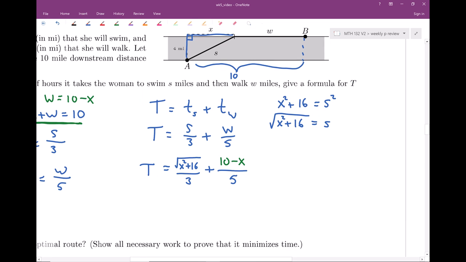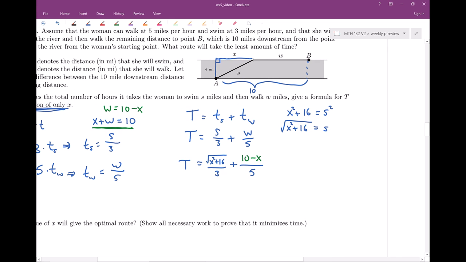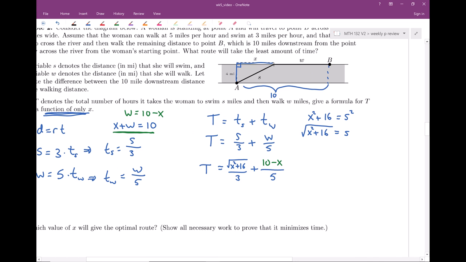And now I have my T, the total time it takes to walk and swim, in terms of only X. That's the big thing with these optimization questions: trying to figure out what equation you want to optimize.